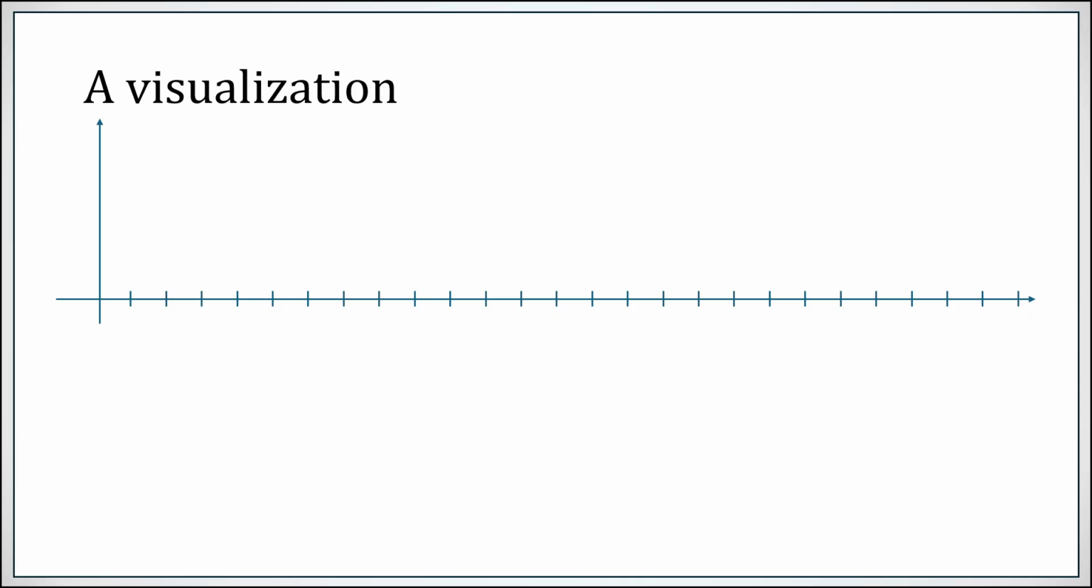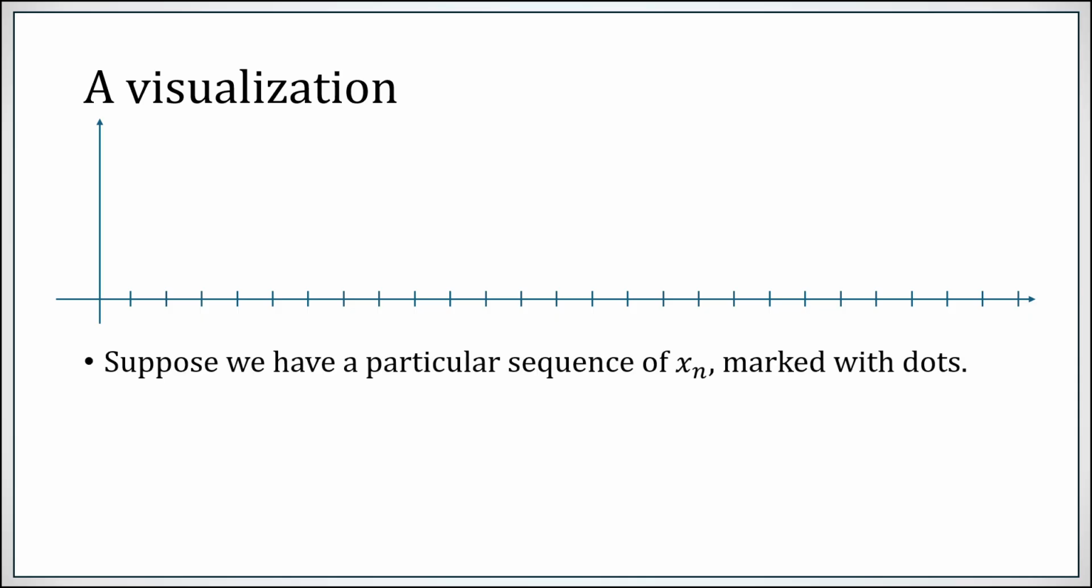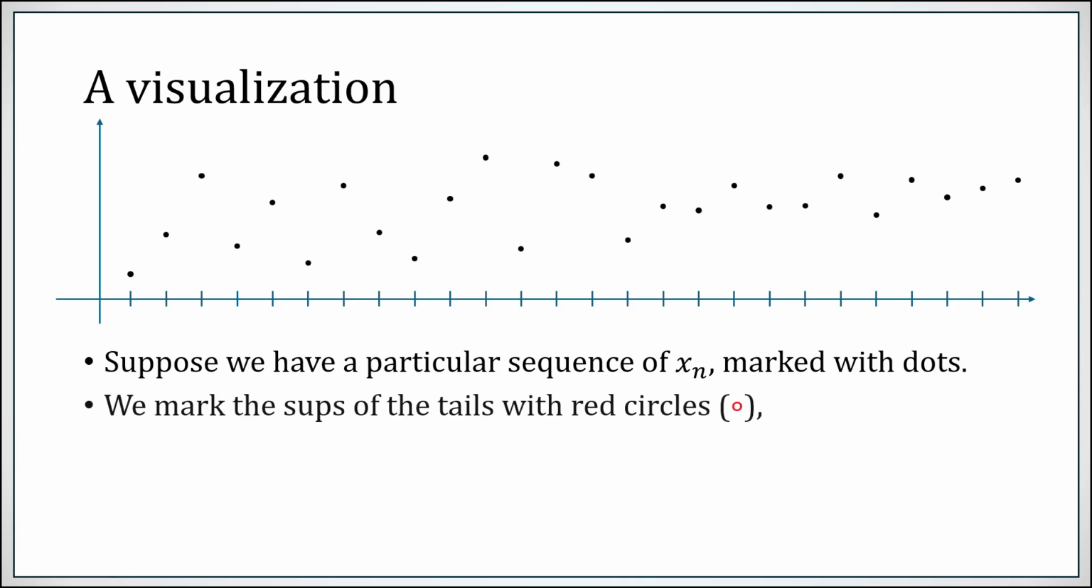Let's visualize what we've been doing here. Okay, so here we have a particular sequence marked with dots. Here they all are, all of our xn's. Let's mark the sup of a tail with red circles. So what happened here? If I only look at the entire sequence, here is the sup because this value was taken here. In fact, all of the tails up to that point will see this as a supremum. But once I exclude this term, it appears that this is now the largest thing we will see. So the next two tails will have this as their supremum.